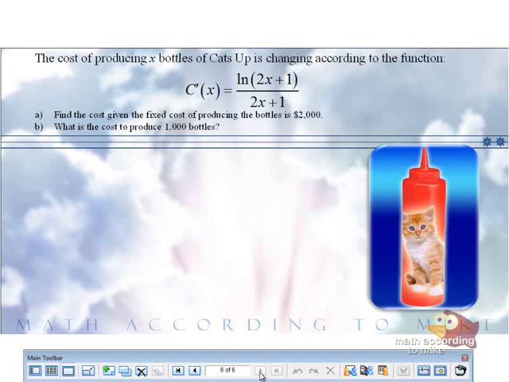It only makes sense. So that's the marginal cost, C prime of x, and I want you to find the cost function, so you have to do the antiderivative.